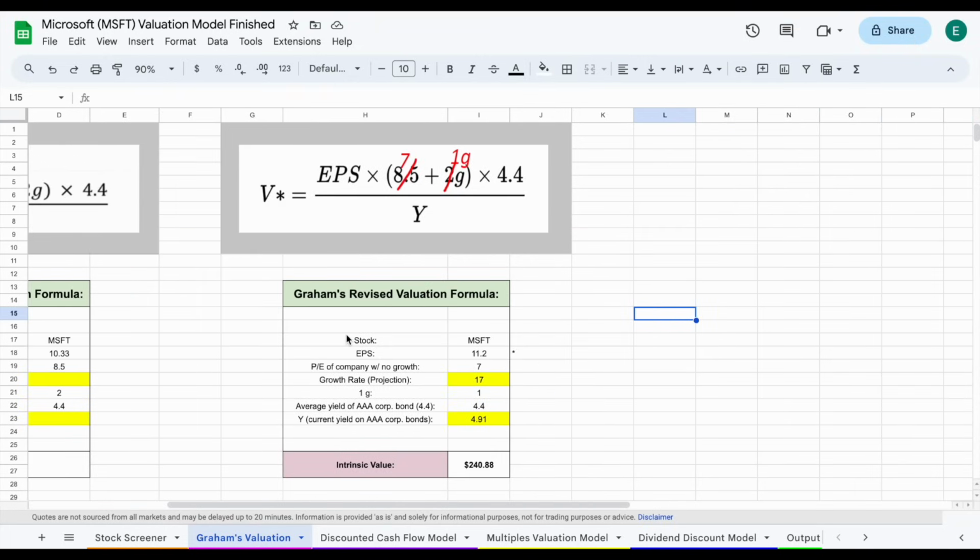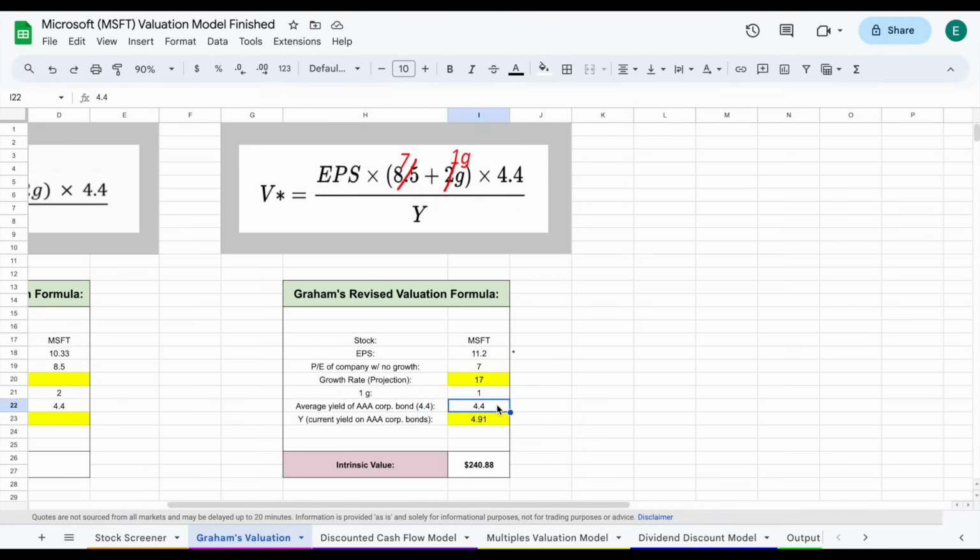If we come over here, this formula is essentially deriving our intrinsic value based on the earnings per share growth of the company. So let's go ahead and start breaking this out. V is going to be equal to the value of the stock. EPS stands for earnings per share. And this number we have here is our growth rate projection. That's what the G stands for. We then multiply by 4.4, which, if we come down here, we can see is the average yield of AAA corporate bonds.